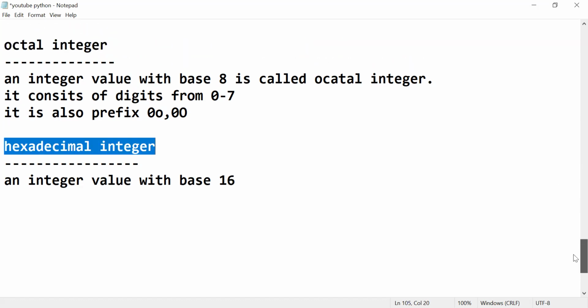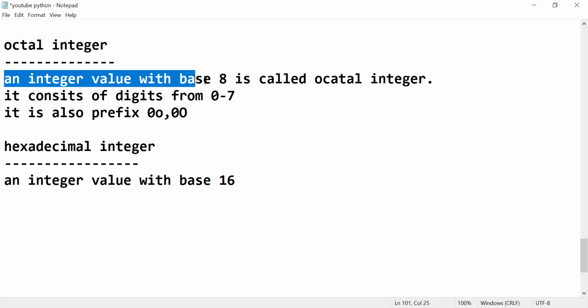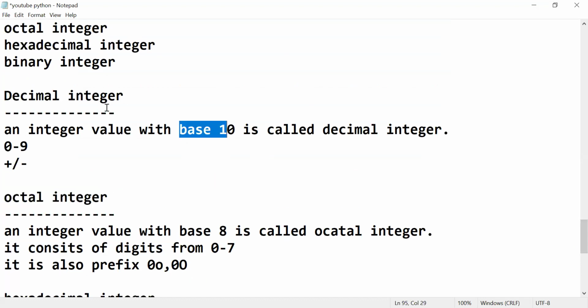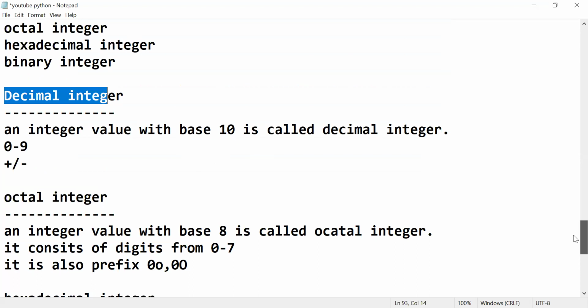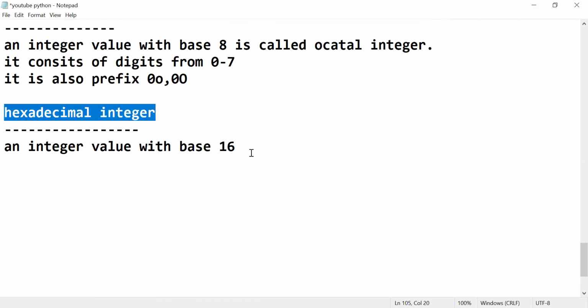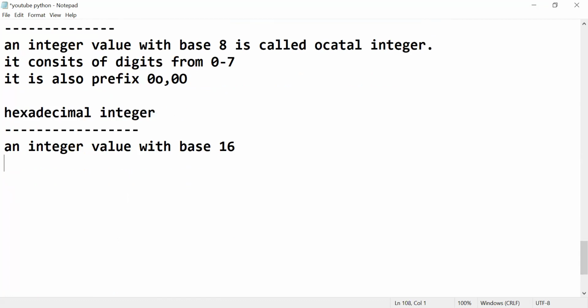Previously we saw that an integer value with base 8 is an octal integer and an integer value with base 10 is called a decimal integer. And here, an integer value with base 16 is called a hexadecimal integer. This integer consists of values from 0 to 9, or small a to small f, or capital A to capital F.